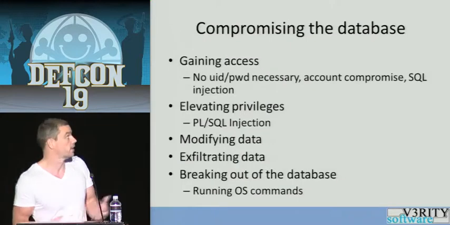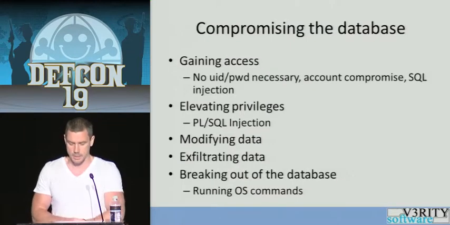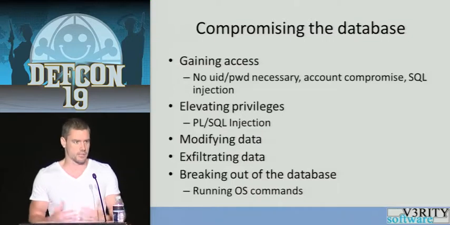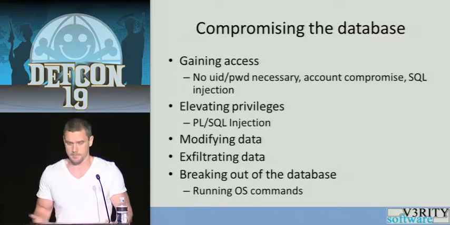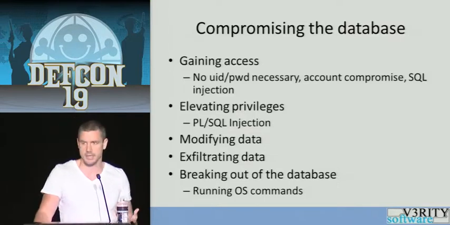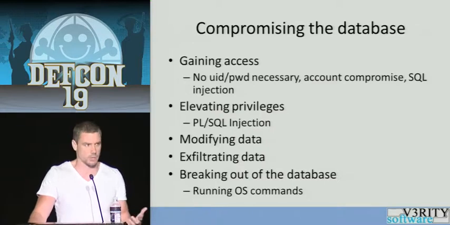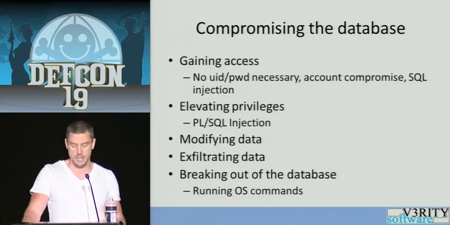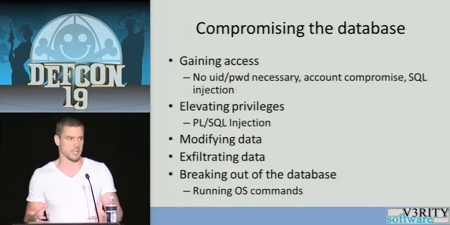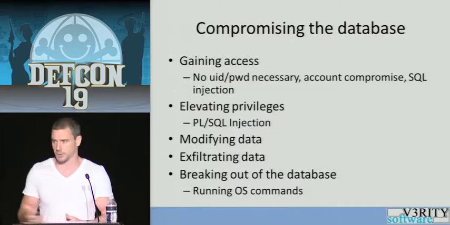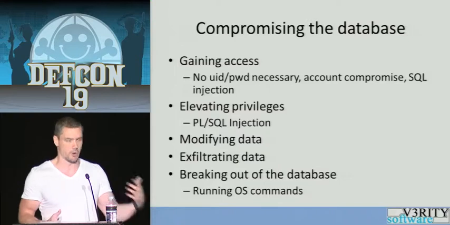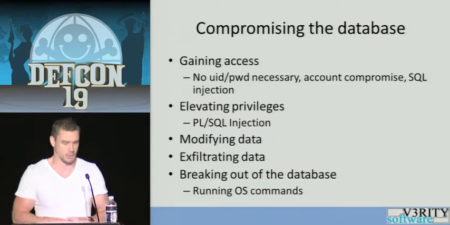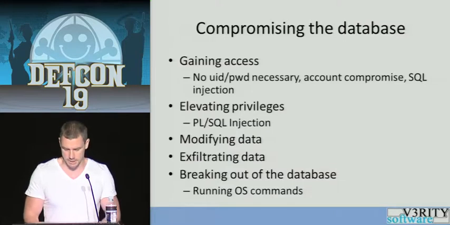So, getting to the good stuff: compromising the database. In a typical database compromise, there are several stages. First off, there's gaining access, obviously. Once they've gained access, they need to elevate privileges if they want full control over that database server. Once they've got the requisite privileges to do whatever they want, they might want to modify data. They might want to exfiltrate data. There's a whole number of things that they want to do. And thereafter, they might want to use that database server as a staging platform to attack the rest of the network. That might include breaking out of the database to run operating system commands, and then downloading their toolkits and so on. So we'll look at each of these sections individually.